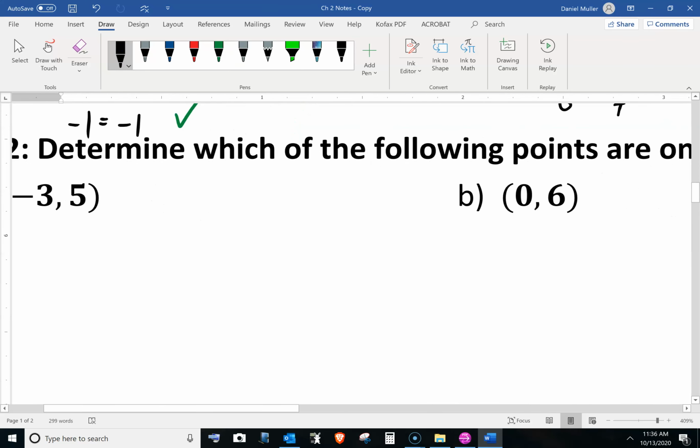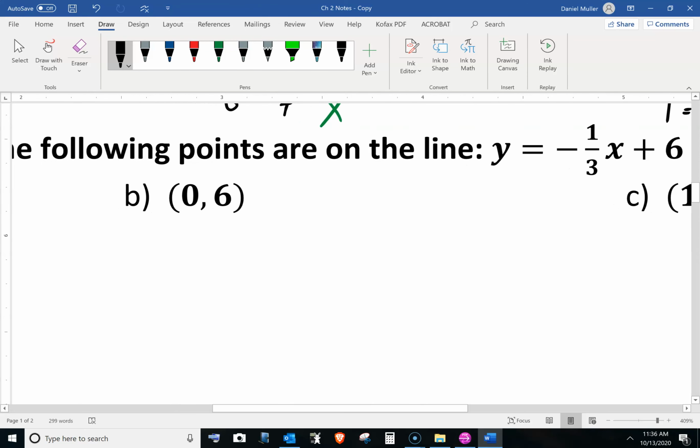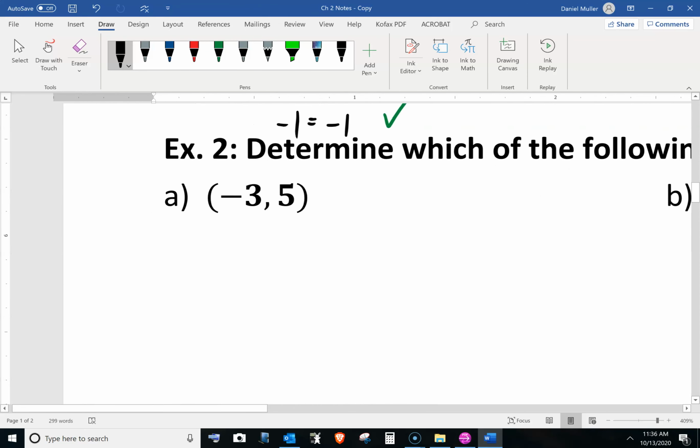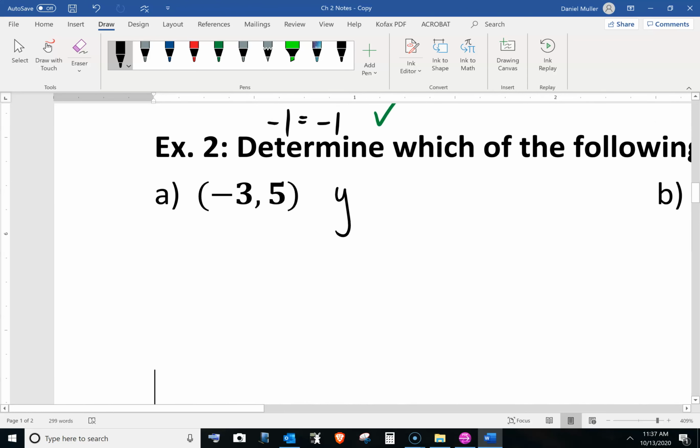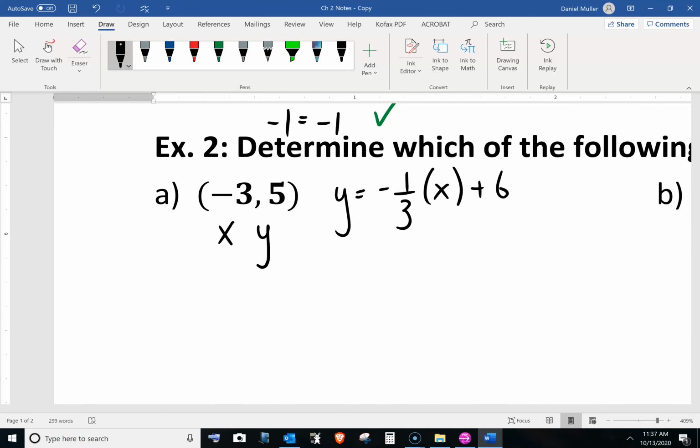And I like this one particularly because it's got some fractions. So y equals negative a third x plus 6. So maybe I'll write it over here. Y equals a negative a third times x plus 6. So x is there, negative 3, and y is 5. So I'm going to put 5, and then negative a third times x. X is negative 3, plus 6.